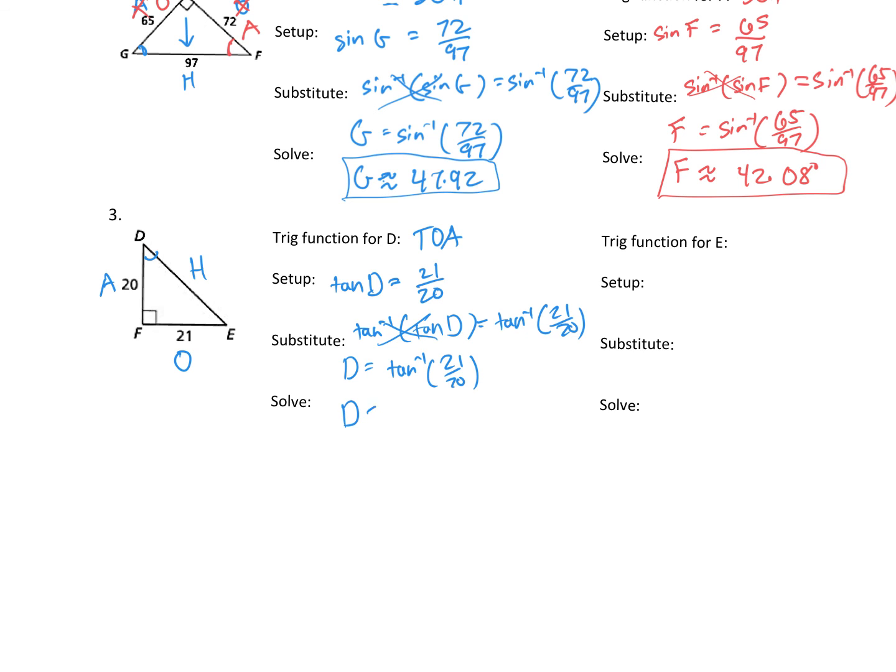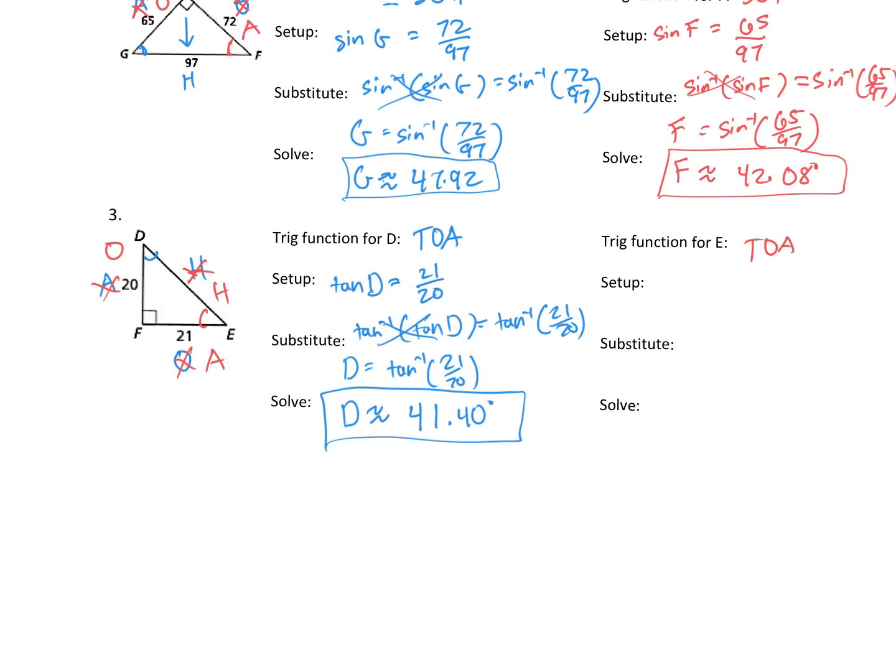Punch that into the calculator. I get about 41.40 degrees. Next one, I want E. I'm going to mark E, going to cross. Oh, I can cross everything out. This is my hypotenuse. This is now my adjacent. And this is now my opposite. So for E, I have my opposite and adjacent.